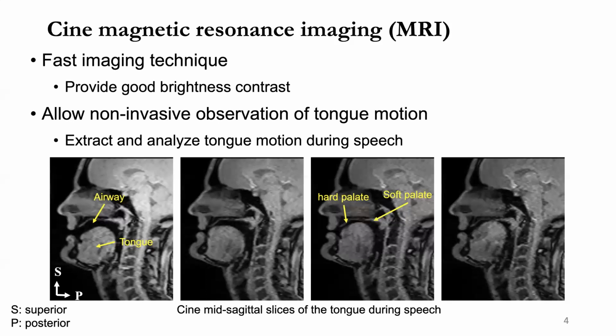Here is a series of cine sagittal slices of the tongue during speech. We can observe that there is an air gap between the top of the tongue and the hard and soft palates, and we call this air gap the airway. When there is contact between the tongue and the palate, the vertical thickness of the airway will become 0. We can observe this contact in the last slice.